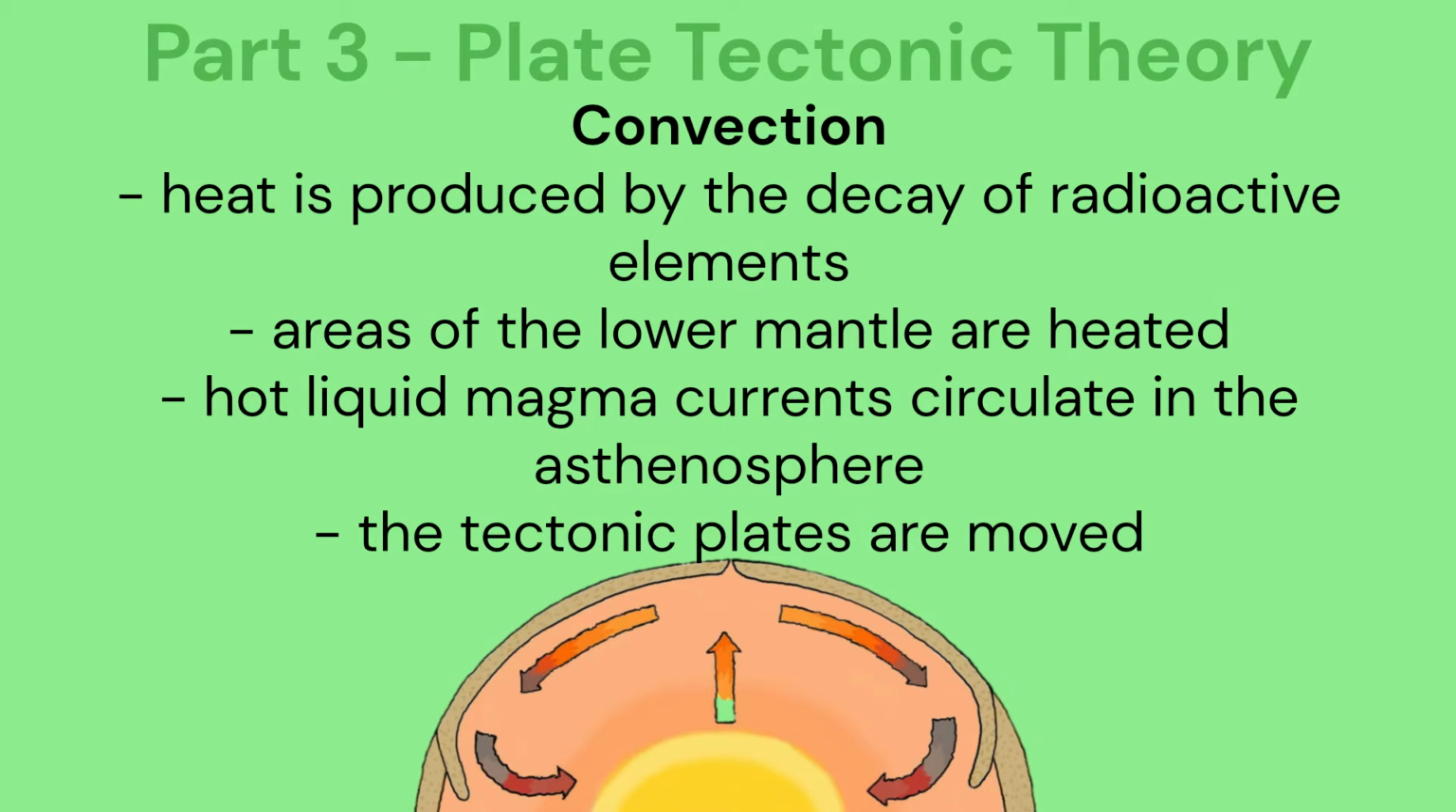Part 3. Plate tectonic theory. The next slides explain plate tectonic processes you need to understand. Firstly, convection. Heat is produced by the decay of radioactive elements, meaning areas of the lower mantle are heated. These hot liquid magma currents circulate in the asthenosphere, meaning that the tectonic plates are moved.